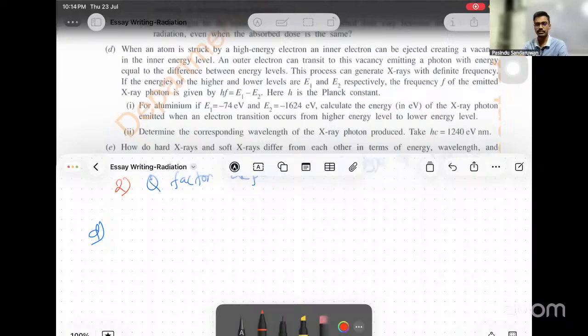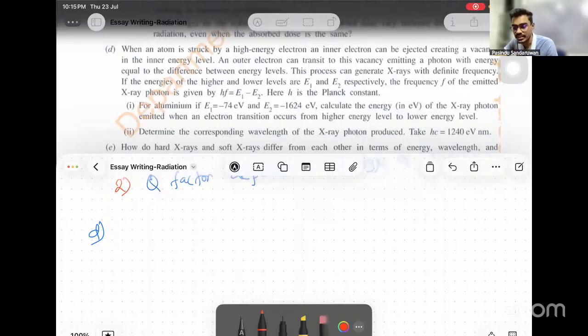Linear spectrum, right? We call this linear spectrum. And there was another one called continuous spectrum. This is about the linear spectrum, so connect this with the theory. This process can generate X-rays with definite frequencies. If the energies of higher and lower levels are E1 and E2 respectively, the frequency f of the emitted X-ray photon is given by hf equals E1 minus E2.